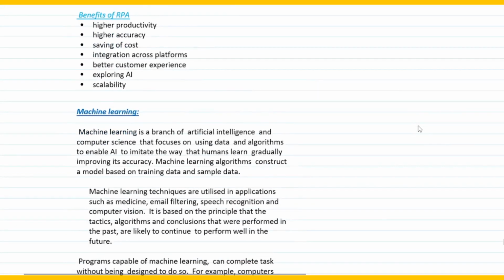Okay, so what are the various benefits of RPA? RPA gives you higher productivity, higher accuracy, it helps you to save cost, it helps in the integration across platforms, right? It gives you better customer experience, it helps in exploring artificial intelligence, and it is scalable, right? So basically it can give you higher productivity, higher accuracy, save cost, integrate across platforms, better customer experiences, exploring AI, and scalability.